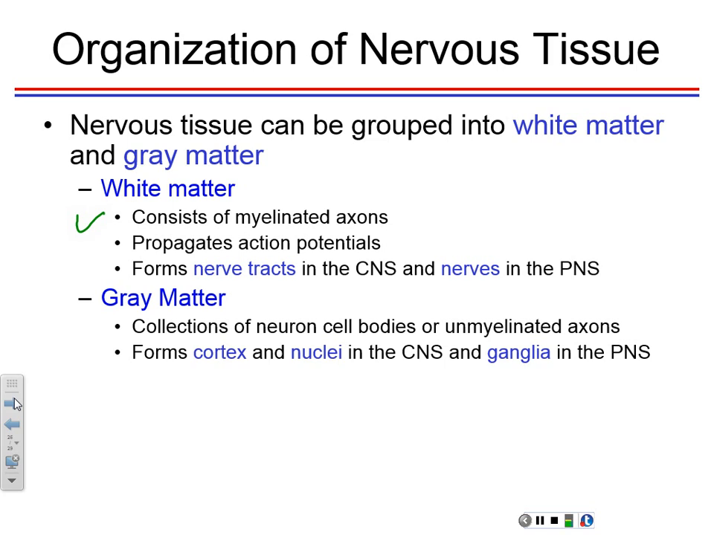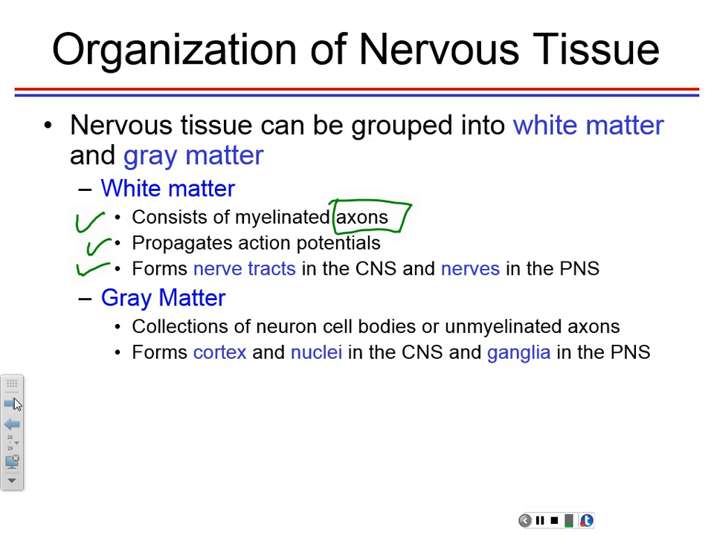Cell bodies don't get myelinated. Dendrites don't get myelinated. Some axons don't get myelinated. Okay? So many structures here. But for white matter, you have to say axons. Okay? Don't just say the myelinated stuff. You have to be specific about that, because it's only the axons that get myelinated. So it propagates action potentials much faster. Okay? Forms nerve tracts.